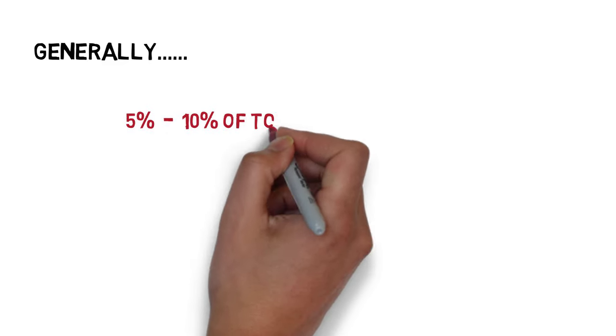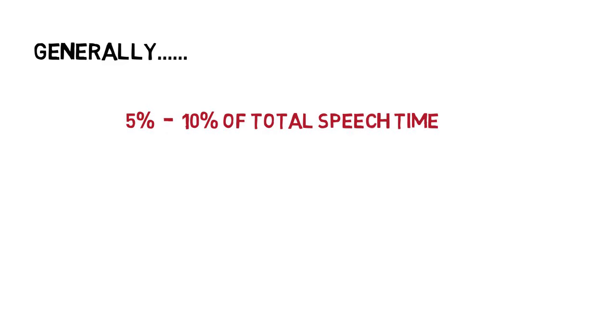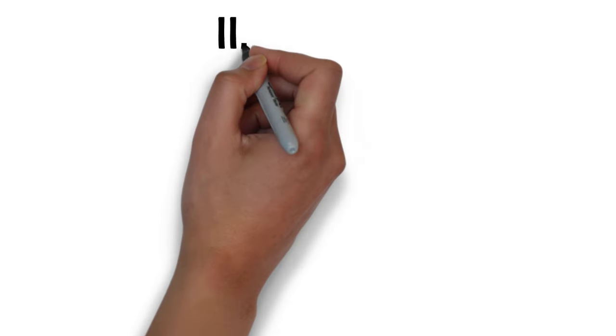Generally, the introduction of a speech should comprise about 5% to 10% of the total speech time. So, if your speech is 10 minutes, the introduction should be approximately 30 seconds to 1 minute in length. Once you've gained the audience's attention and primed members to listen to your speech, move on to the body.